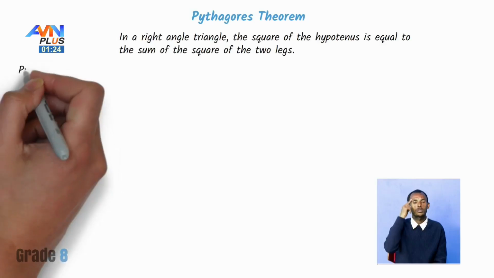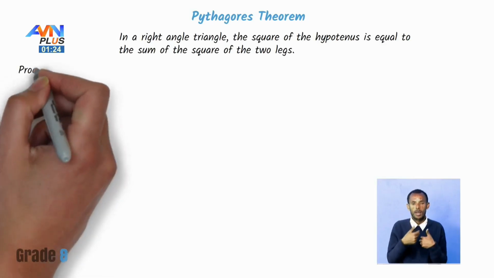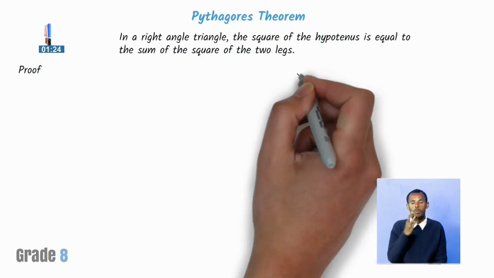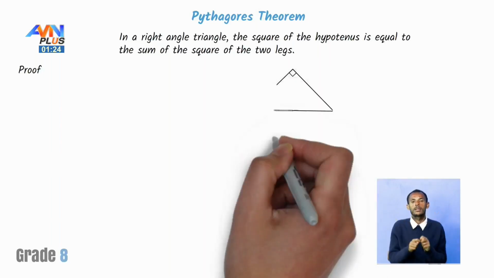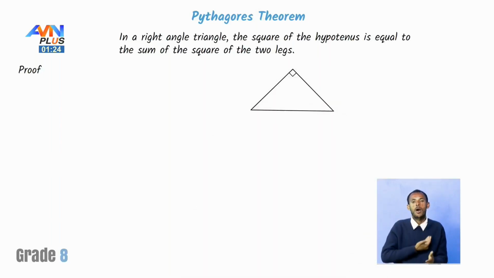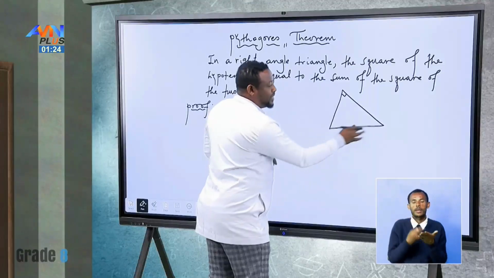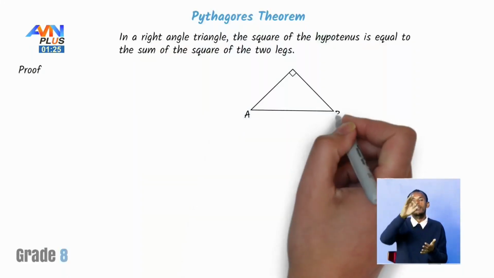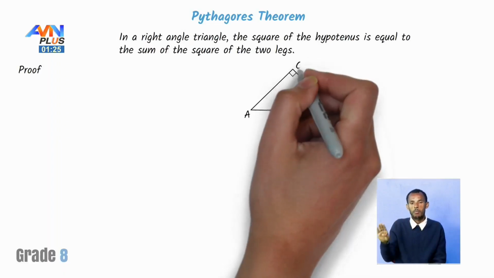Suppose we have a certain right angle triangle. Say this is our right angle triangle. Here, assume this is the longest side, and this is 90 degrees. Say the vertices are A, B, C.